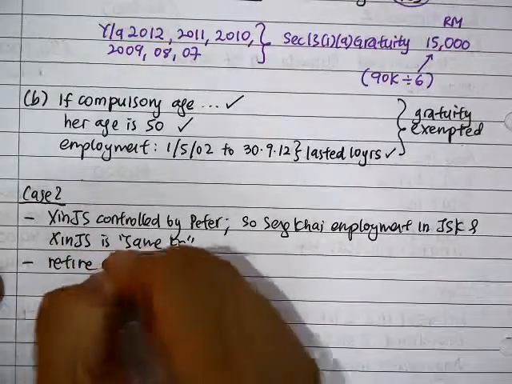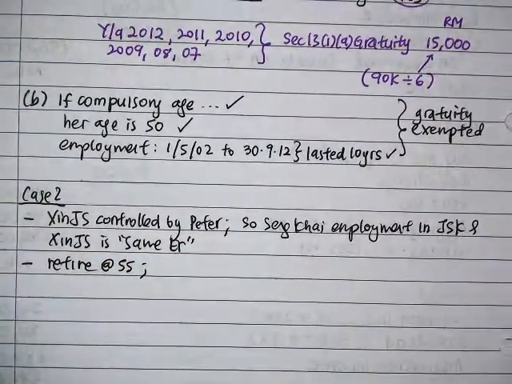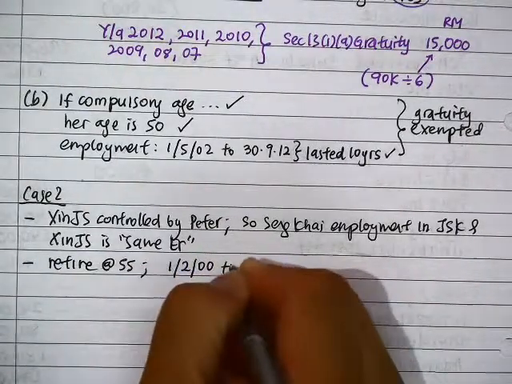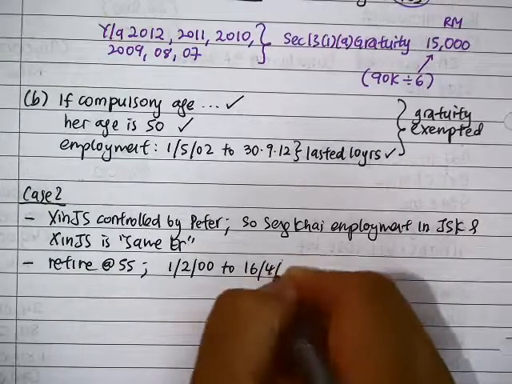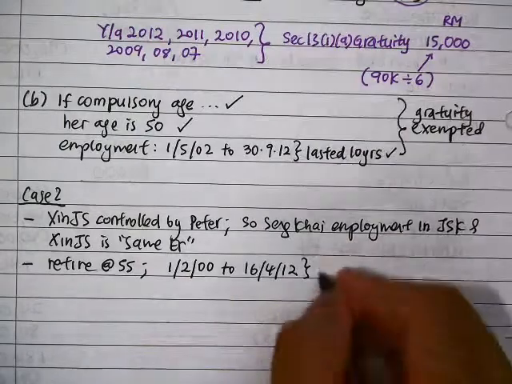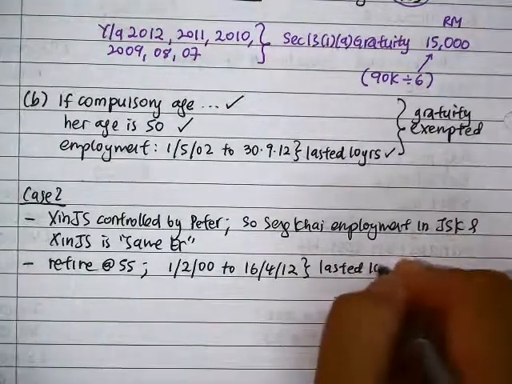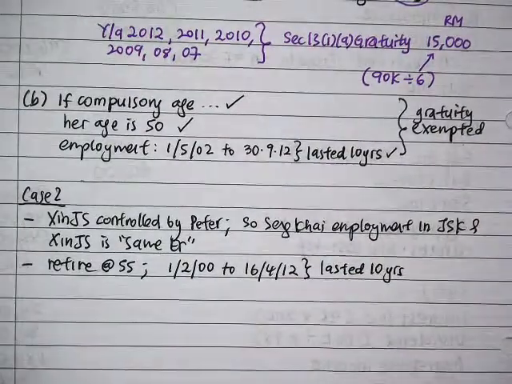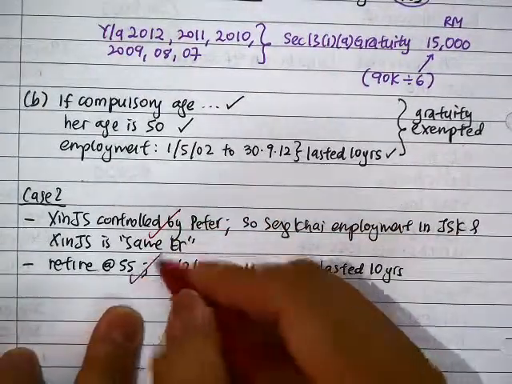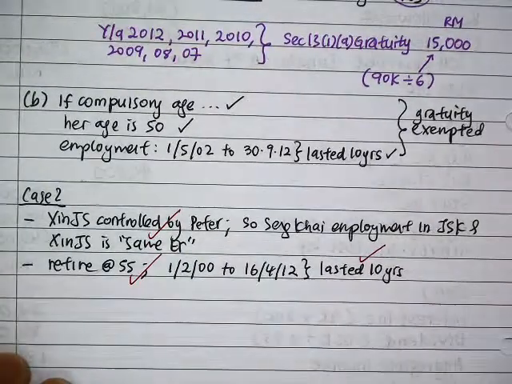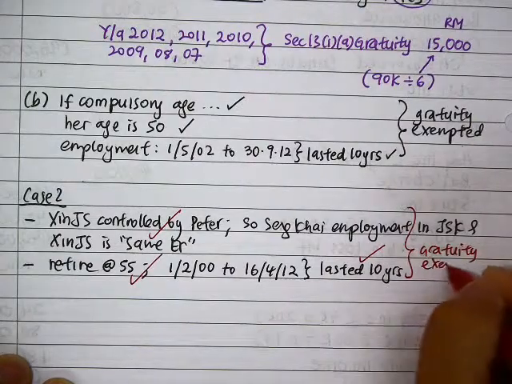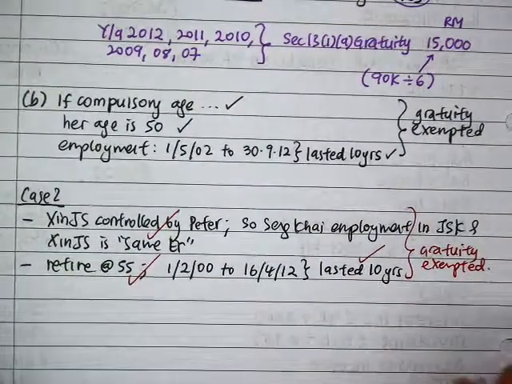Now Senkai retired at 55. From 1st February to 16 April 12 lasted 10 years. Since it's the same employer, and retired at 55 after 10 years, again the gratuity would be exempted. Okay.